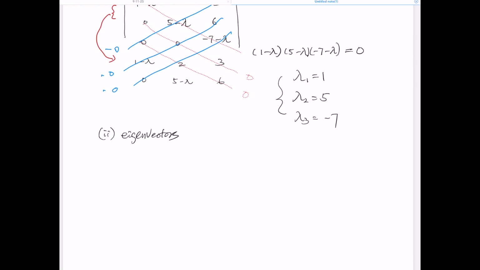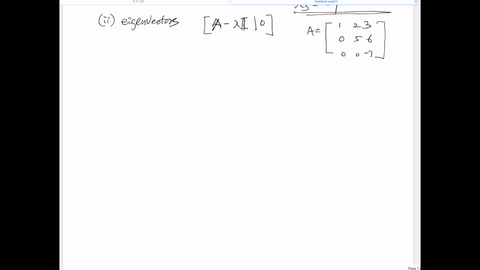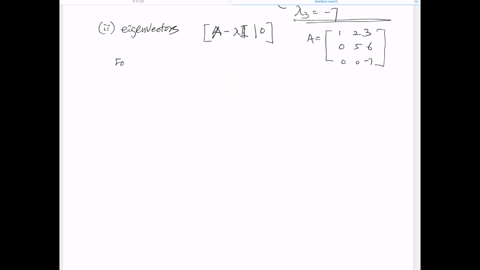How do you find the eigenvectors? What we're going to do is put in A minus lambda I times the vector equals 0, then use the Gauss-Jordan elimination method. We're going to find the K1, K2, K3 relationships here. This is A. Now for lambda equals 1, we need to do A minus lambda I.